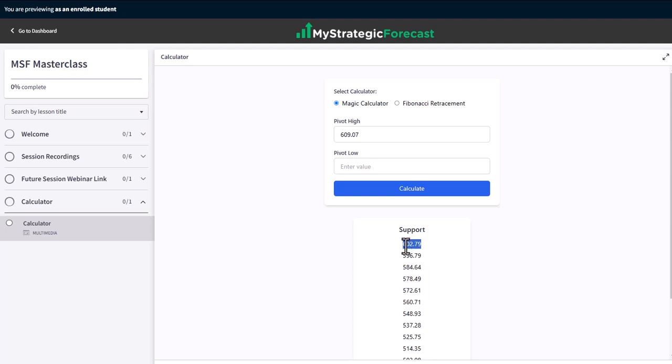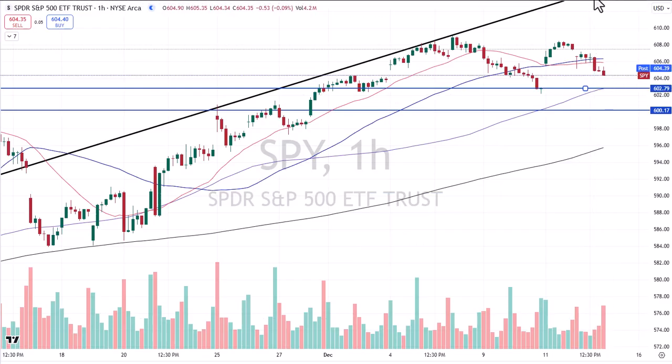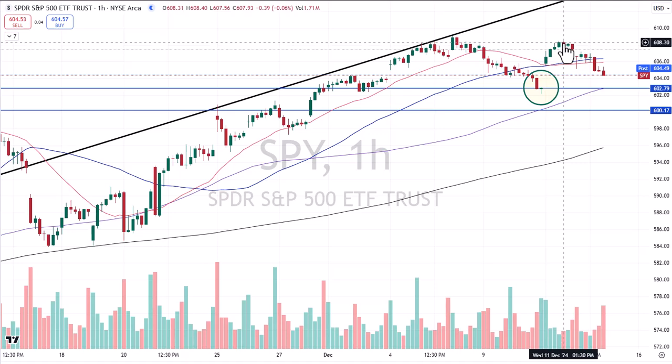The first one is 602.79. You'll notice where 602.79 comes out, it was basically yesterday's low, give or take. Yesterday's closing print is 602.87. 602.79 was out of the Magic Calculator, and just taking that number by itself with nothing else, the market bounced the next day, which was the CPI phony data release.